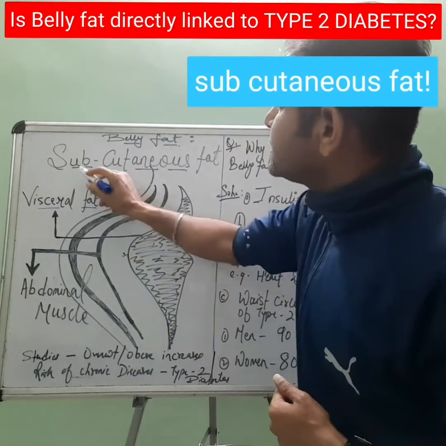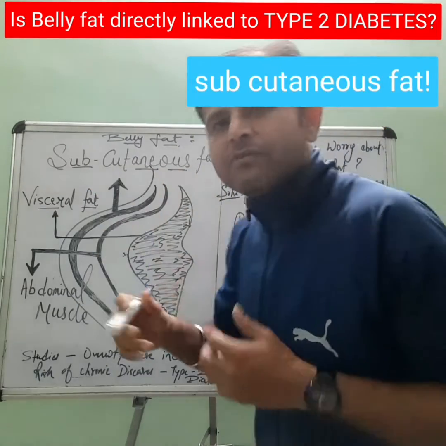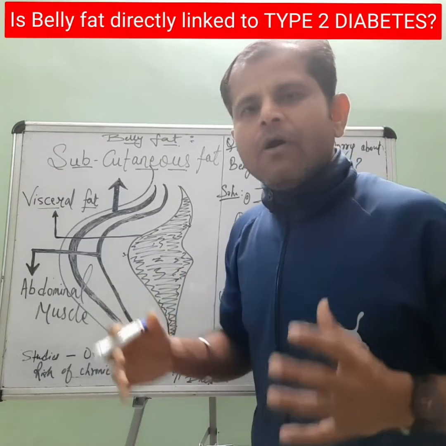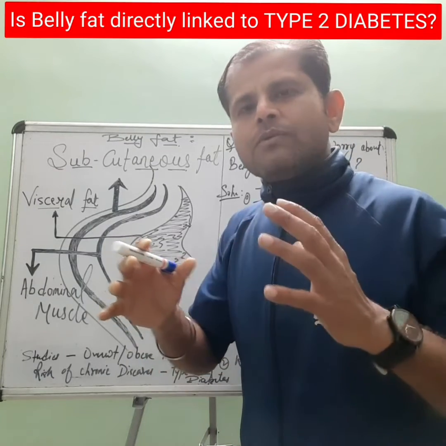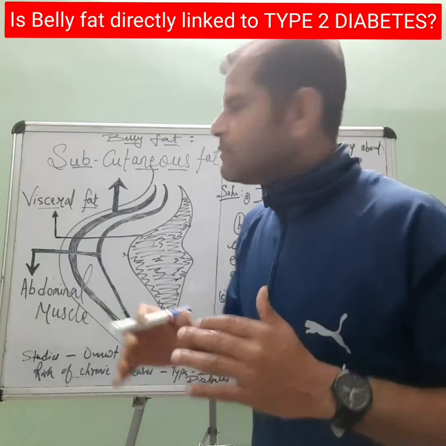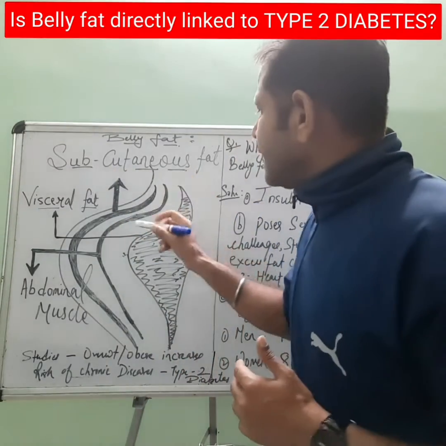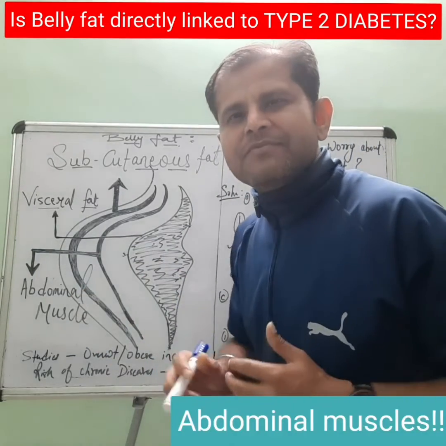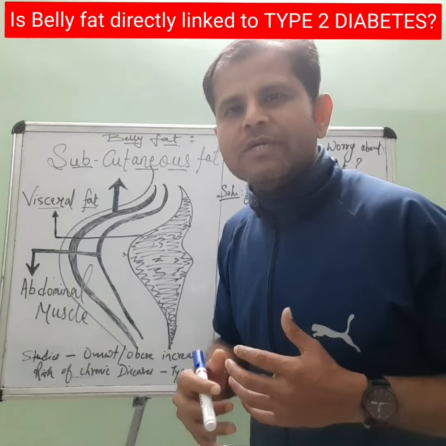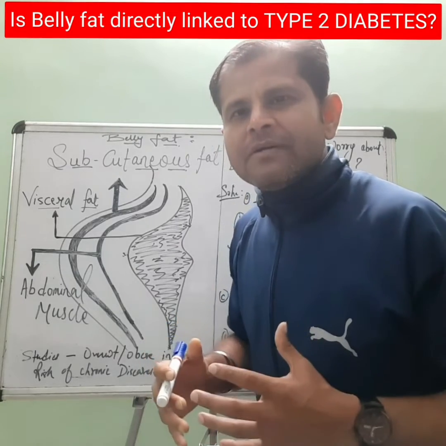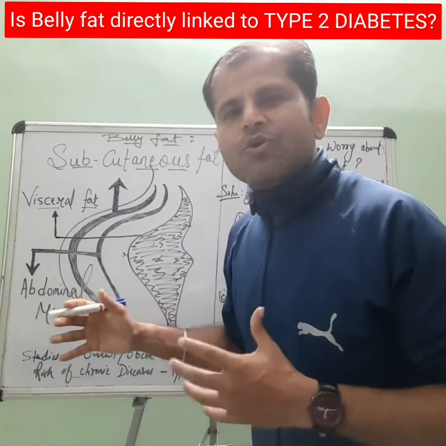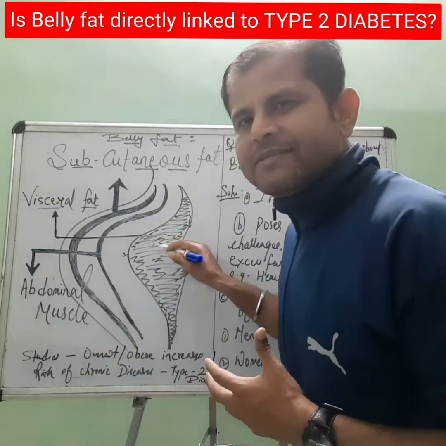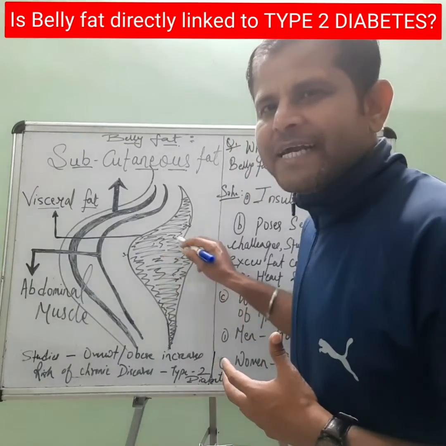There is a fat, we call it subcutaneous fat, and this subcutaneous fat is found just below the skin, or you can say around the whole body. Just below the skin you will find this subcutaneous fat. The third portion is the abdominal muscles. Friends, we generally practice abs workouts and crunches to develop and tone our abdominal muscles, isn't it?